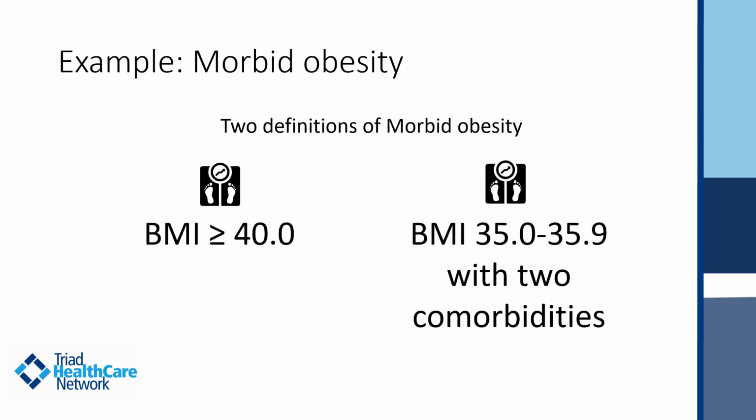As I'm sure you all know, there are actually two definitions of morbid obesity. If the patient has a body mass index of greater or equal to 40.0, they automatically have morbid obesity. And if they have a body mass index of 35.0 to 35.9 with two comorbidities, then you can define that they have morbid obesity.